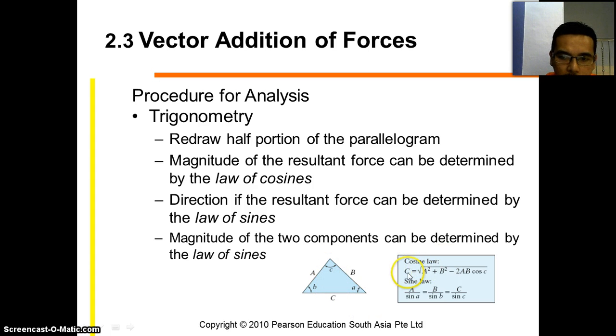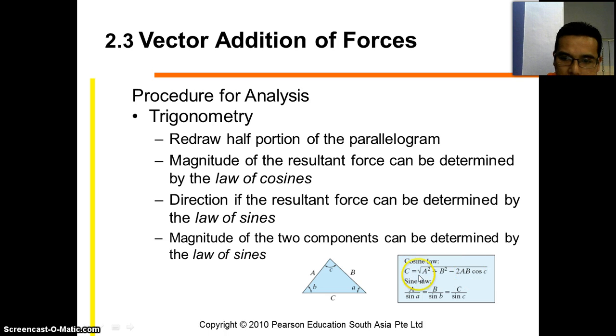So we have the cosine law. We can determine one of the sides by using the information of the other two, for example A and B. Say we want to find C. If we have vector F1 and vector F2, we can determine the length or magnitude of C by using the cosine law, whereas we can determine either an angle or a side by using the sine law. These are two useful formulas. For example, C squared is equal to A squared plus B squared minus 2AB cos C.